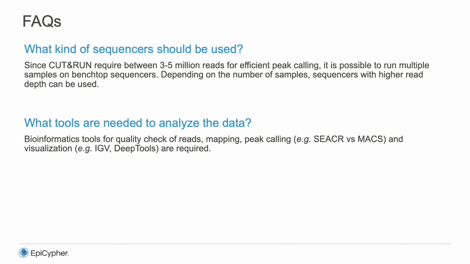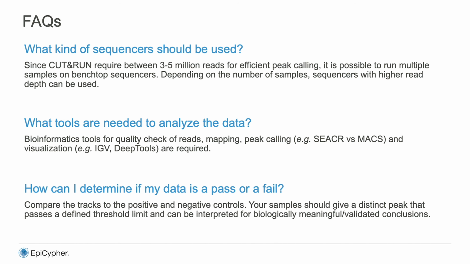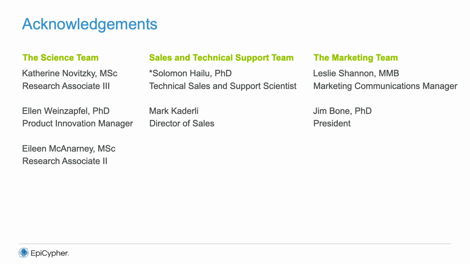The bioinformatic tools needed for analysis include quality control, mapping, and visualization software. To interpret the final sequencing data for experimental success, compare the sample tracks with the positive and negative control tracks. Your samples should give a distinct peak that passes a defined threshold limit and is determined to be biologically meaningful or validated. We have now reached the end of the CUTANA CUT&RUN protocol video.